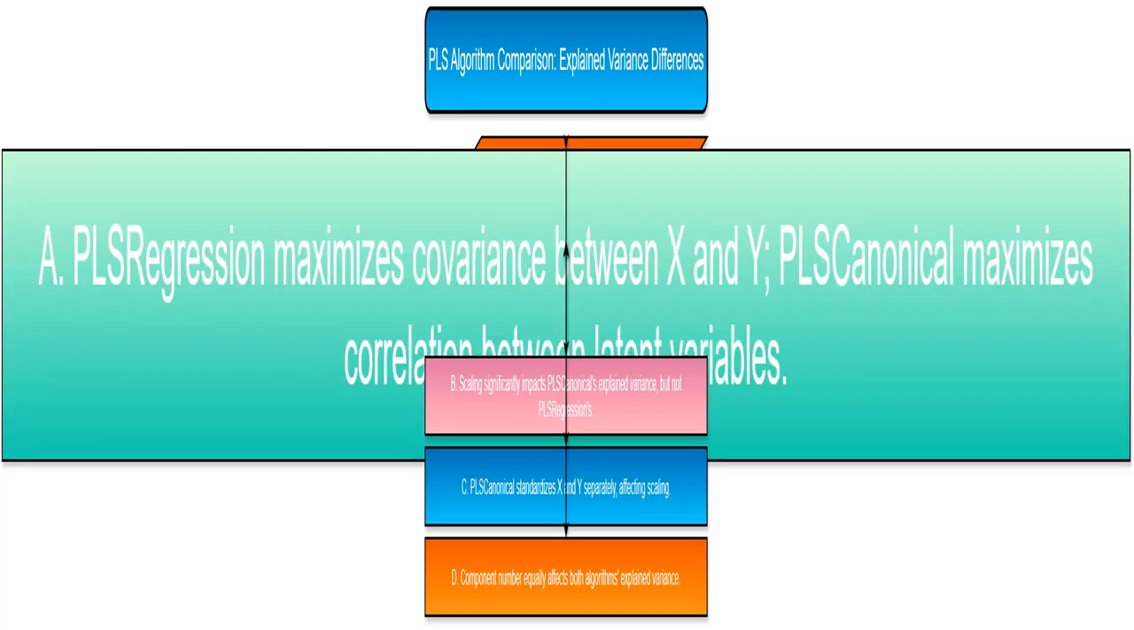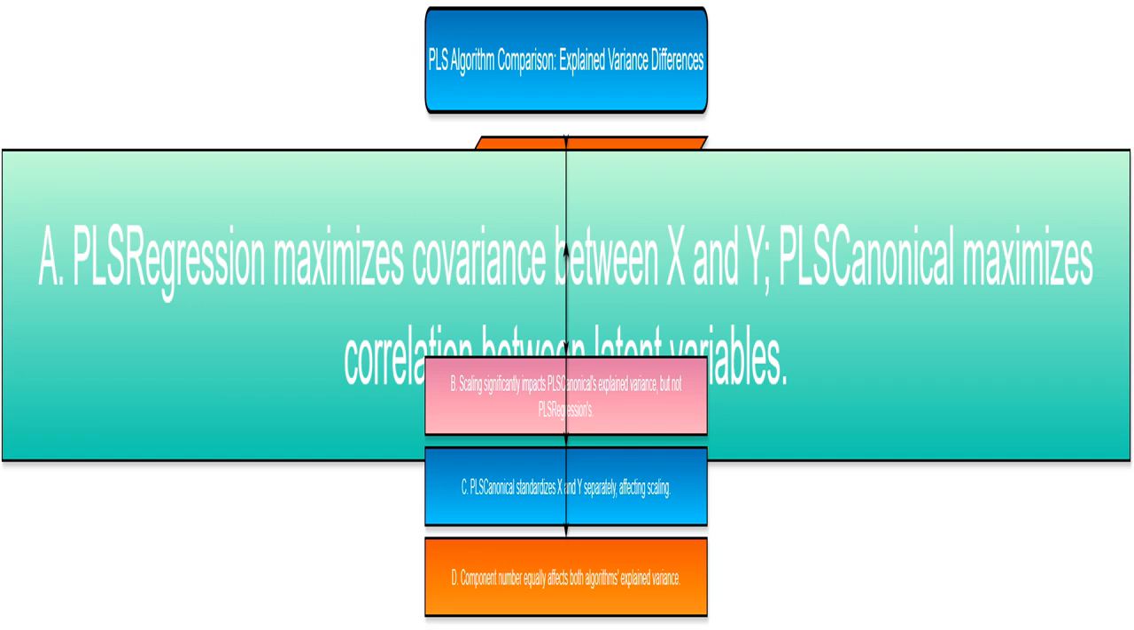Let's break down PLS, partial least squares, algorithms. PLS regression aims to maximize the covariance between your predictor variables, X, and response variables, Y. Covariance measures how much two variables change together. PLSCanonical, on the other hand, wants to maximize the correlation between the latent variables it creates from X and Y. A latent variable is a hidden variable inferred from observed variables.